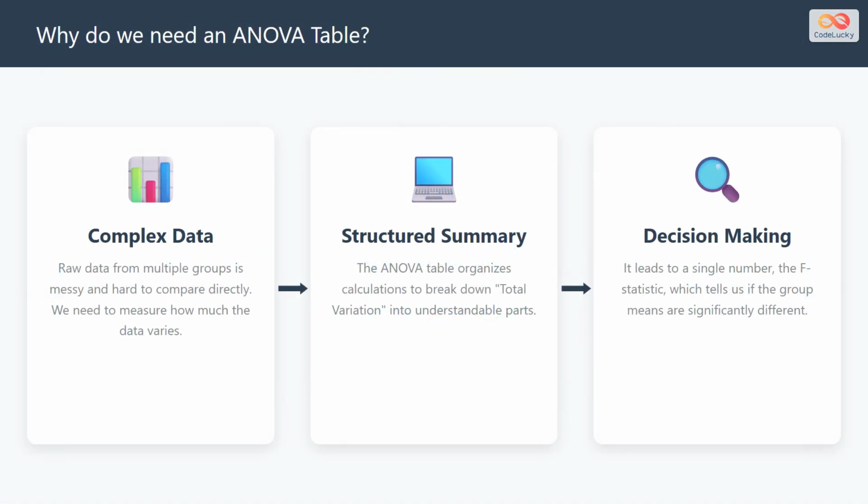First, why do we even use this table? When we deal with complex data involving 3 or more groups, looking at raw numbers is confusing. We need a way to measure how much the data varies. The ANOVA table provides a structured summary. It acts like a roadmap that organizes all our calculations to break down the total variation into understandable parts. Ultimately, this structure helps us make a clear decision based on a single number, the F-statistic.